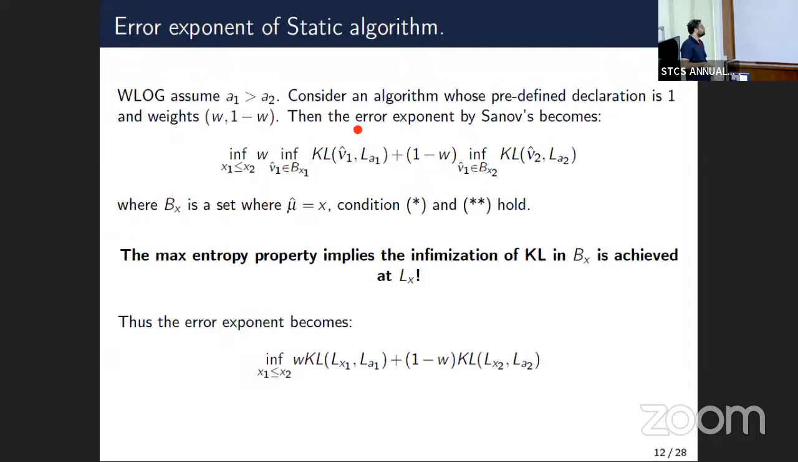Then you infimize first on this set Bx1, where Bx1 is precisely this set where the mean is exactly x1 and conditions star and double star hold. The reason why star and double star have been used is precisely because this infimization over this set is exactly the Laplace distribution at x. It has been constructed that way. So the error exponent then becomes the following. This is basically an objective which is concave in W and convex in x1 and x2.